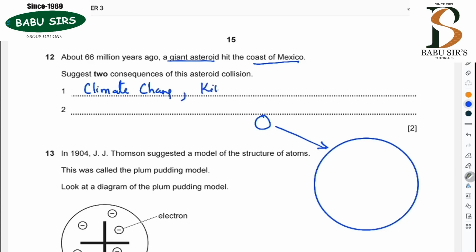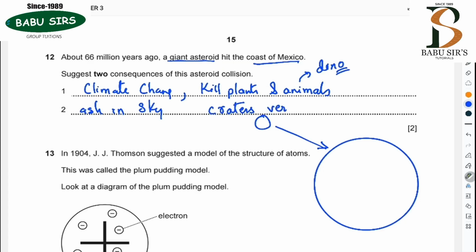It will kill plants and animals. Mostly the dinosaurs were killed because of this. Then there will be ash in the sky because of the impact. Then there will be craters, that too very big, because of the impact. So you can write any two.